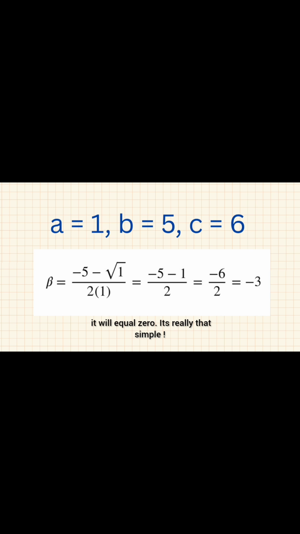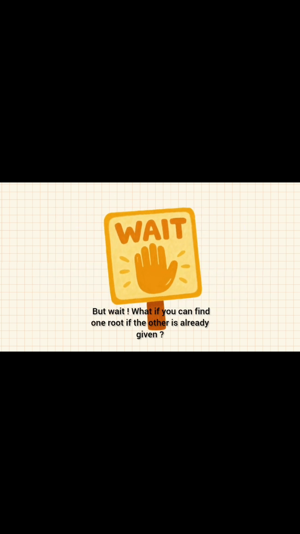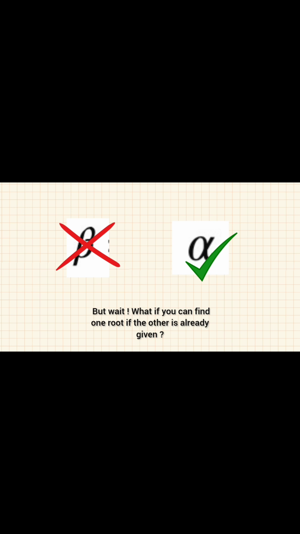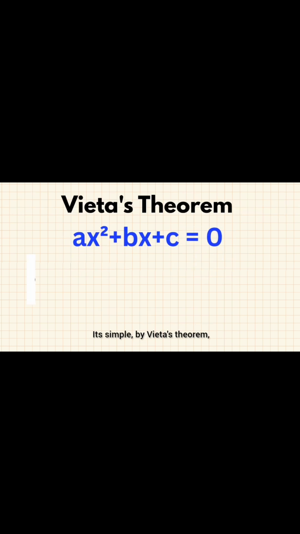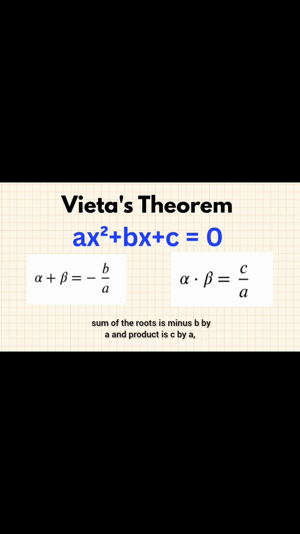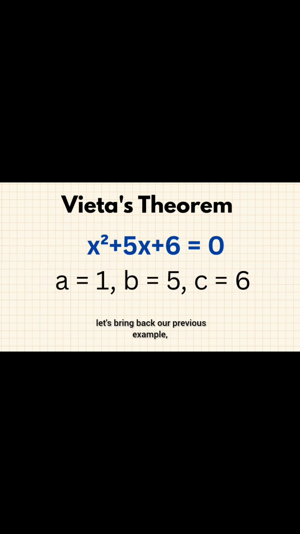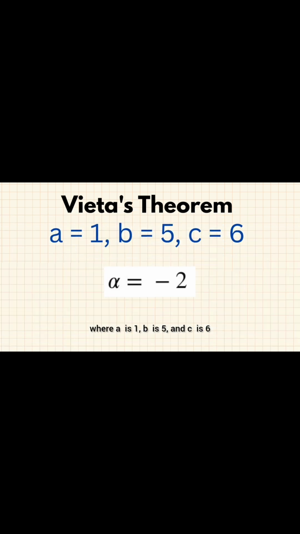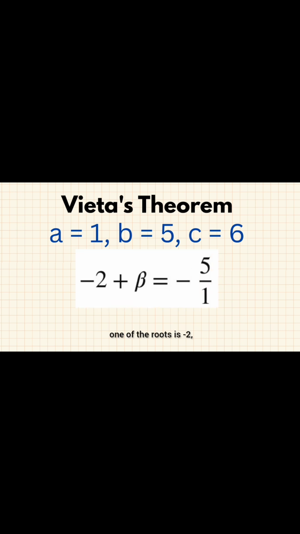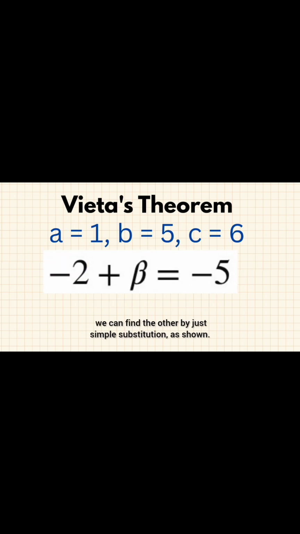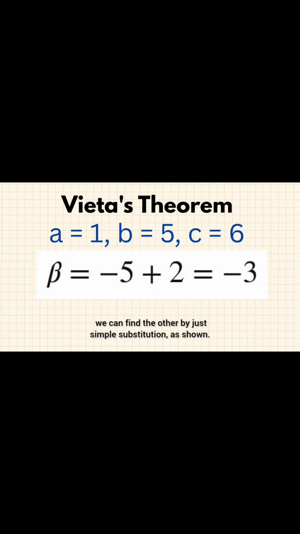It's really that simple. But wait. What if you can find one root if the other is already given? It's simple. By Vieta's theorem, sum of the roots is -b by a and product is c by a. Let's bring back our previous example, where a is 1, b is 5, and c is 6. One of the roots is -2. We can find the other by just simple substitution, as shown.